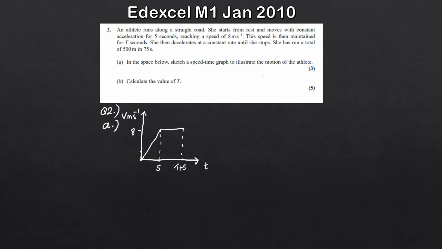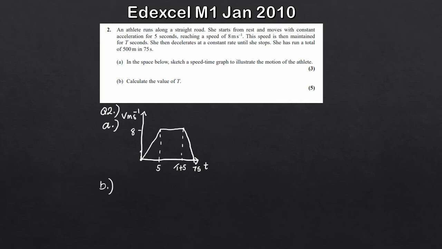And then she decelerates at a constant rate until she stops. So she comes to rest at a constant deceleration here, and that's at 75 seconds. So that one there is 75. Again, my sketch isn't particularly good. Use a ruler to make it look neat. But there we go, that's the general idea. But now we can actually work out the value of t.